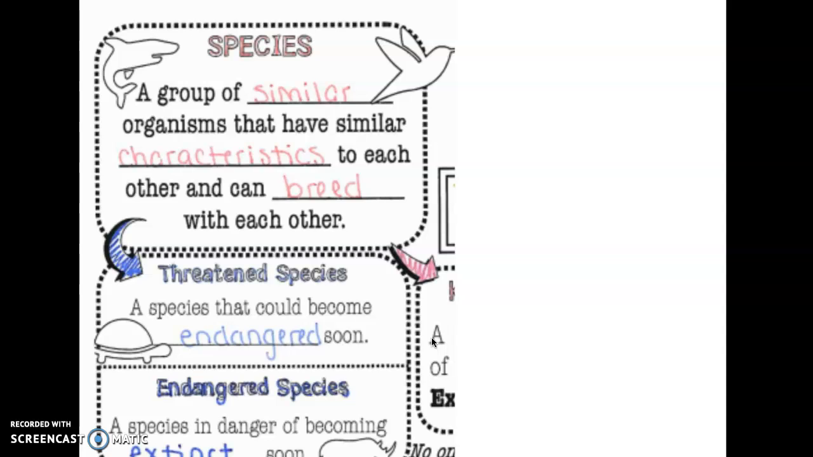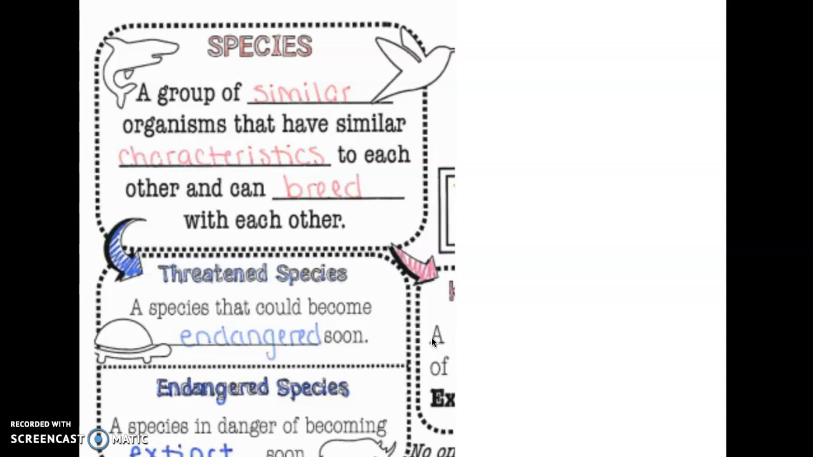Threatened species are species that could become endangered soon. We learned about this. That means that our scientists have identified that their population is decreasing. They see that there might be an issue, and they're watching it.